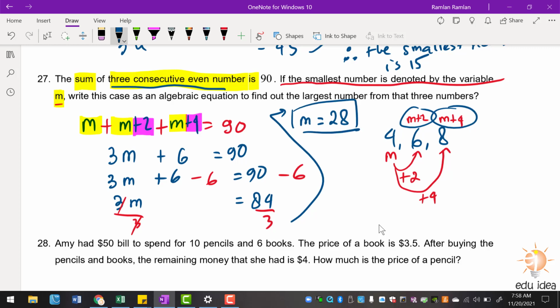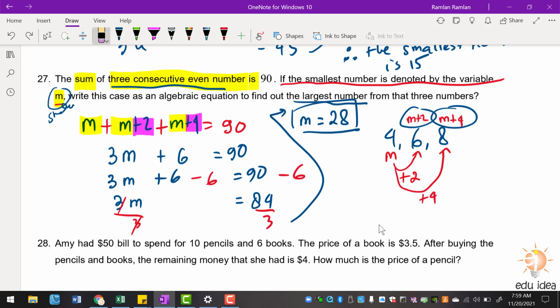Why? Because m is the smallest number, right? It's just the smallest number. But the question is, find the largest number, right? This is actually quite easy because we know that the largest number is denoted by m plus 4. This is the smallest one, this is the second number, this is the third number. And we know that the third number is the largest number, so that will be represented by m plus 4.